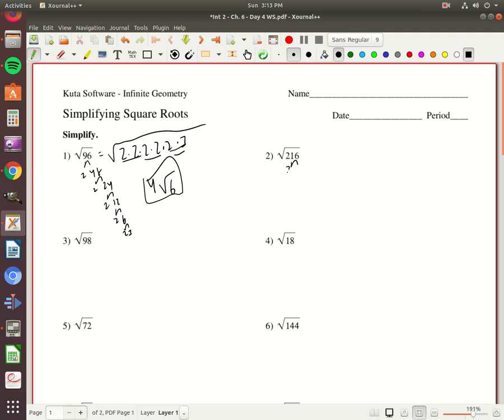So here, 2 and 108, 2 and 54, 2 and 27. Now 2 doesn't go in anymore, but I know 3 does. And again, this is a nice little trick for 3. 2 plus 7 is 9, and 3 goes into 9. That means 3 goes into 27.